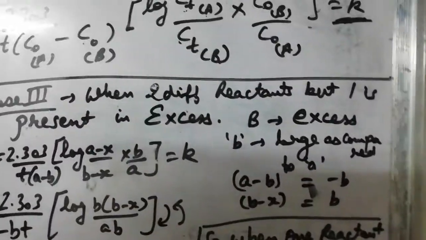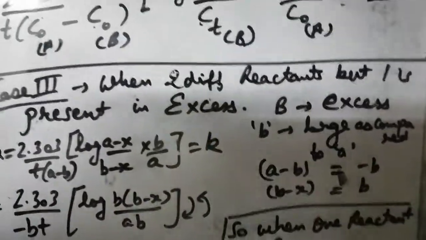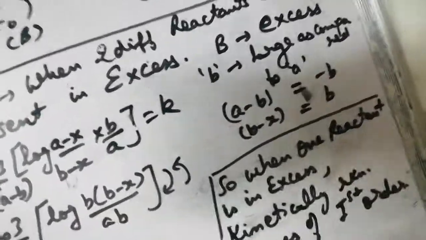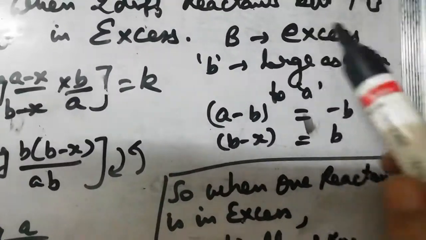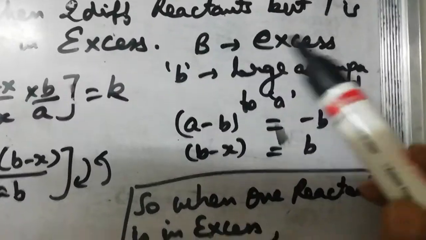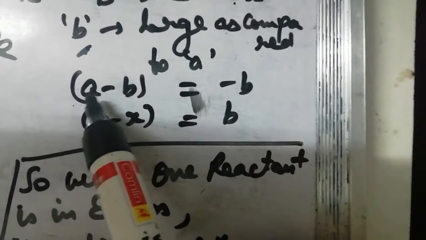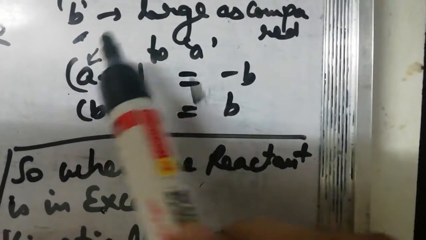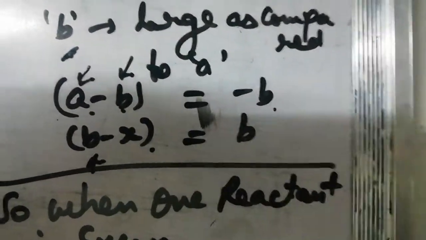So case 3 is when both the reactants are different, but one of the reactants is present in excess. So let us suppose that in the above equation b is present in excess. So b, the concentration of reactant B, is large as compared to a. So our term a minus b will become, a is very small and can be neglected, b is very large, so a minus b will be reduced to minus b. And in b minus x, the value of b is very large, x can be neglected, so b minus x will be reduced to b.